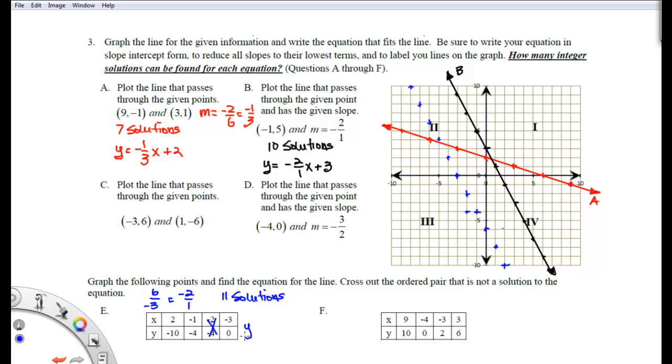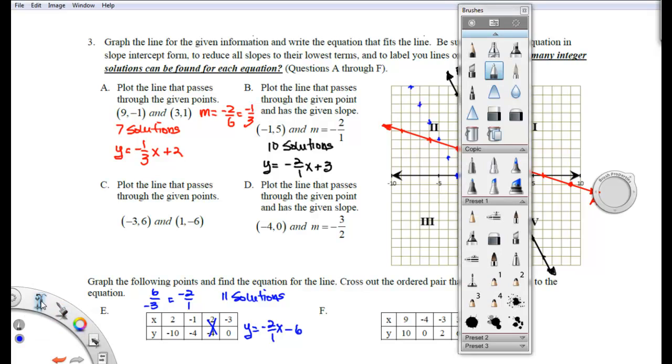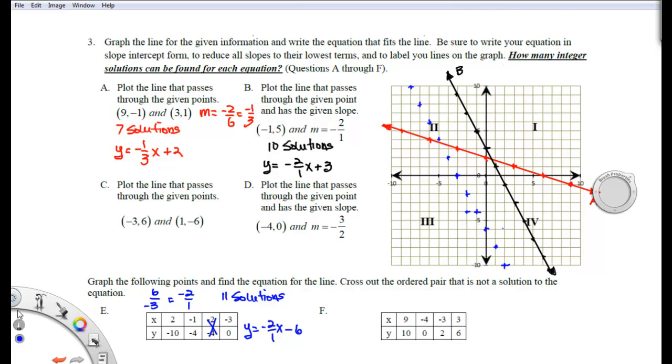I know my slope is negative 2 over 1. And looking here, the y-intercept has to be a negative 6. So now I'm ready to graph my line once I get all that information. So there we go. So that is line E.